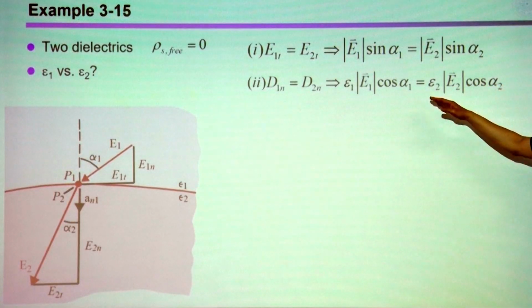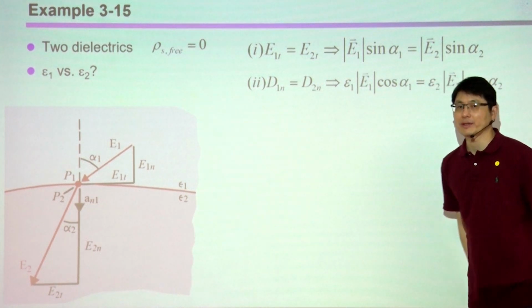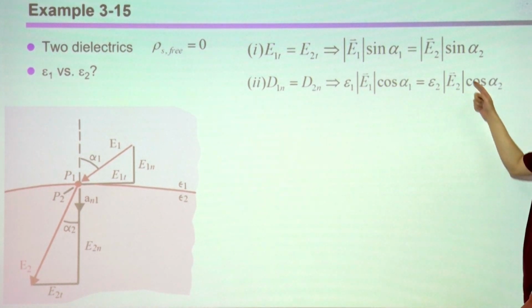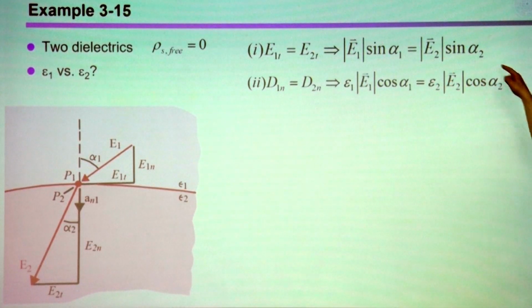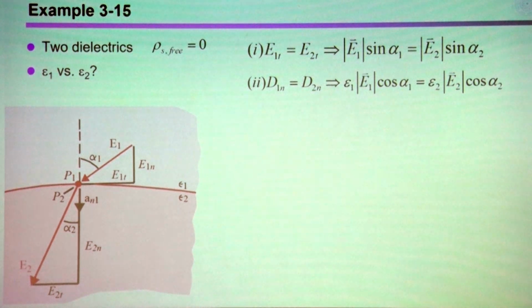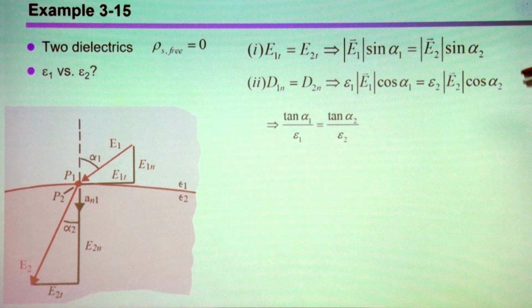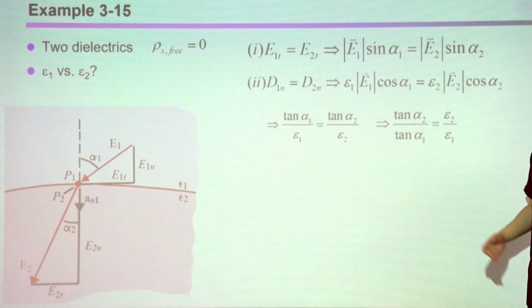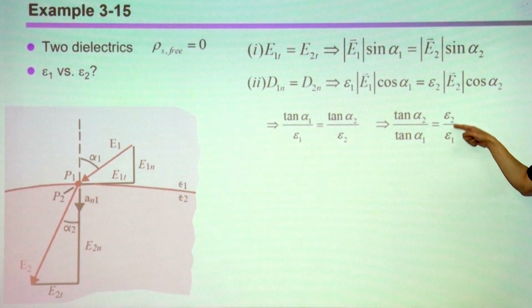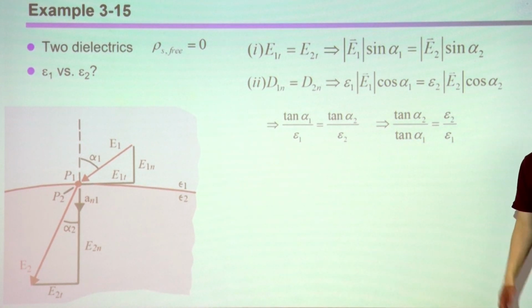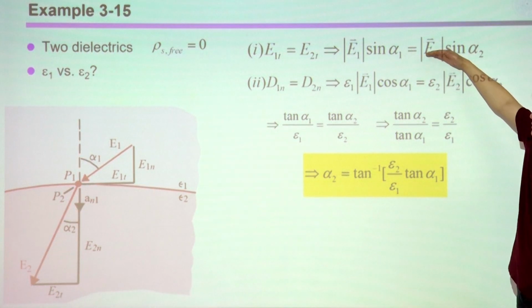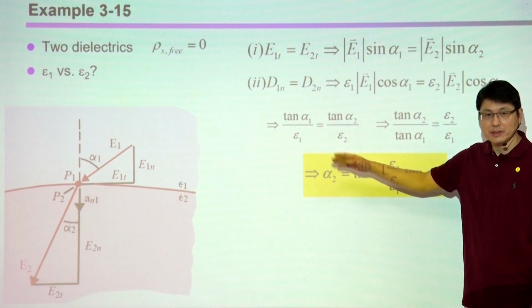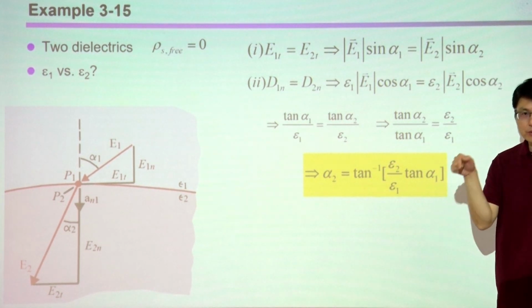So this math is just trying to capture D1n, epsilon 1 times the normal component of E1 equals epsilon 2 multiplied by the normal component of E2. So now you divide the two equations and you can find alpha 2, right? Ideally, the incident angle and material parameters are given. So basically, just by dividing these two equations, you can know the angle inside the second medium, the field angle.